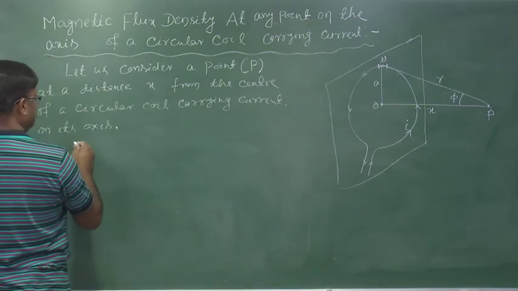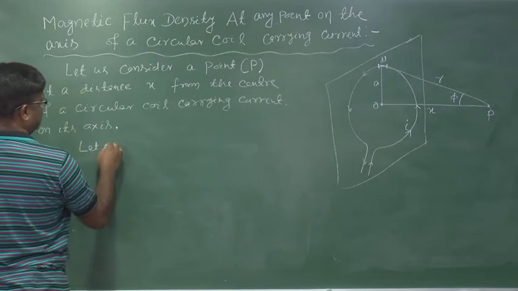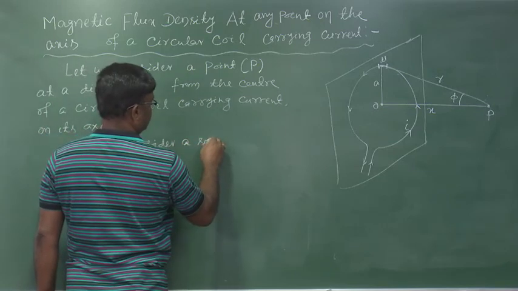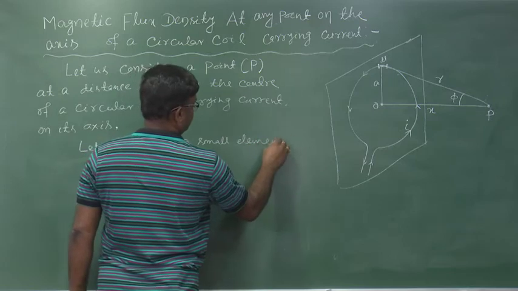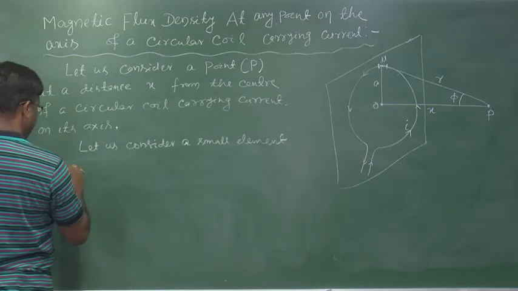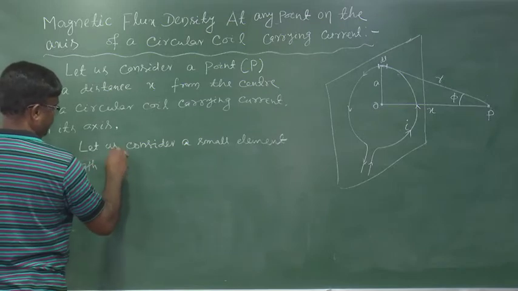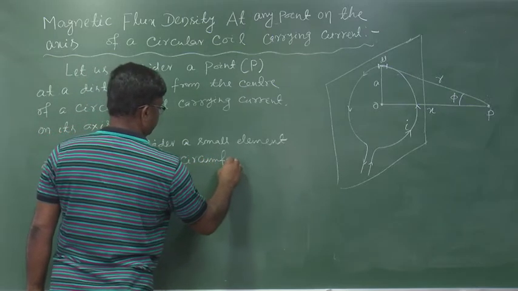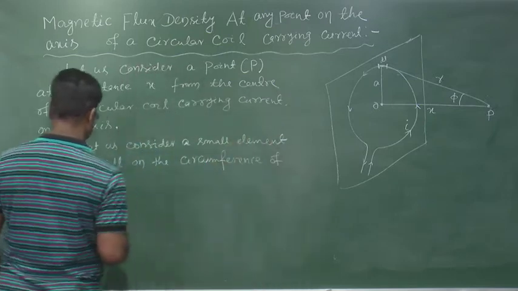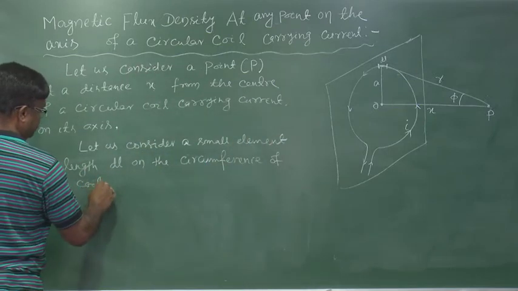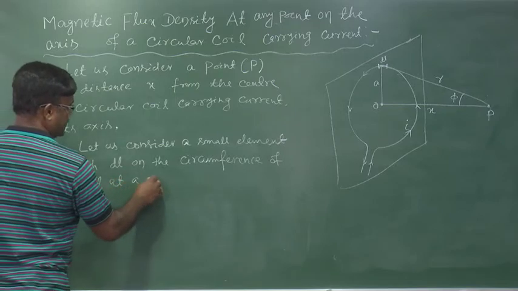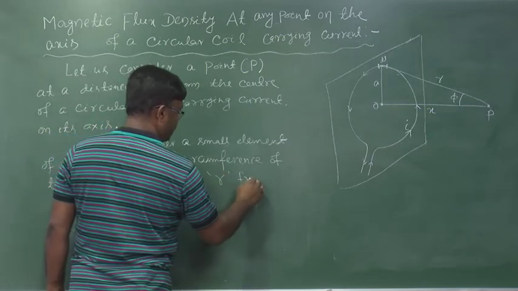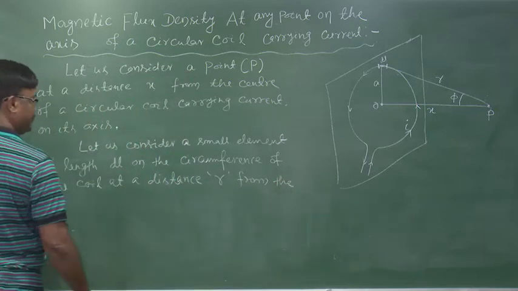So, let us consider a small element of length dl on the circumference of the coil at a distance r from the point P.